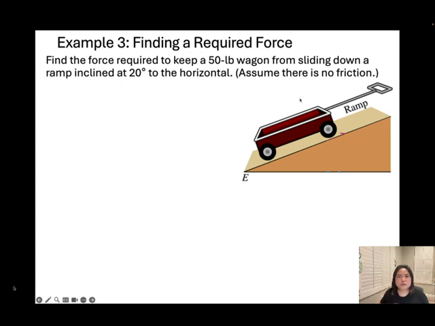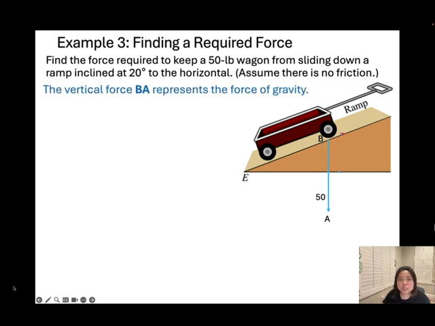Okay, example 3. Find the force required to keep a 50-pound wagon from sliding down a ramp inclined at 20 degrees to the horizontal. Assume there's no friction. So we do have the picture here. Let's do it together. First we know this wagon is 50 pounds, so we're going to draw the force here, 50 pounds of this wagon. And then we have the point B and the point A here.